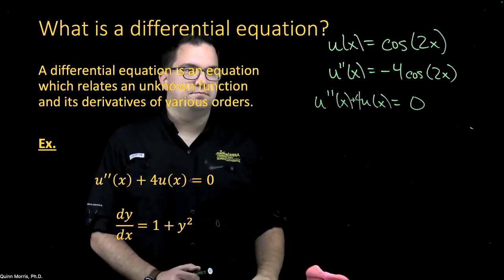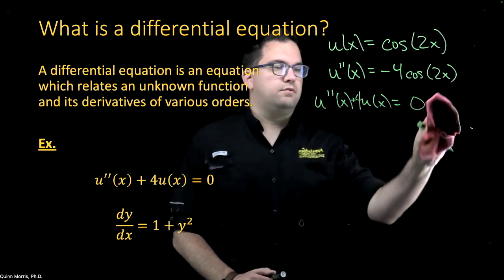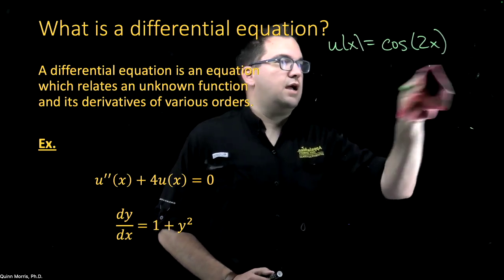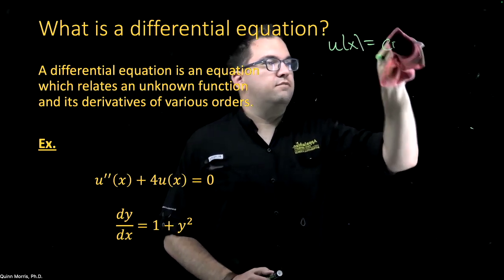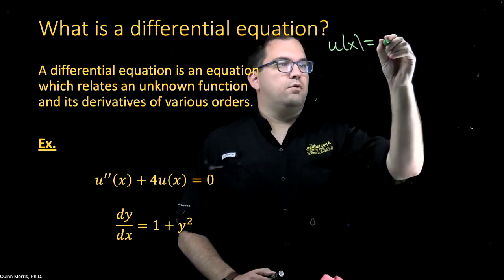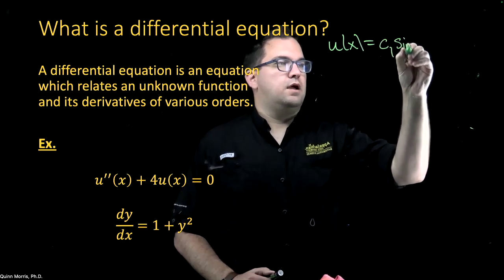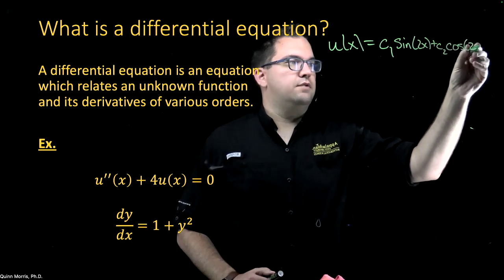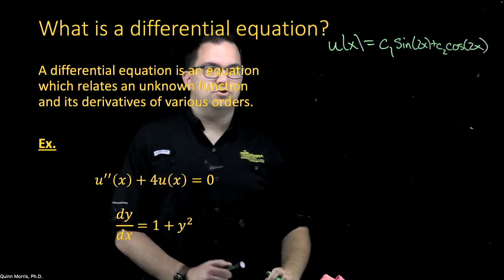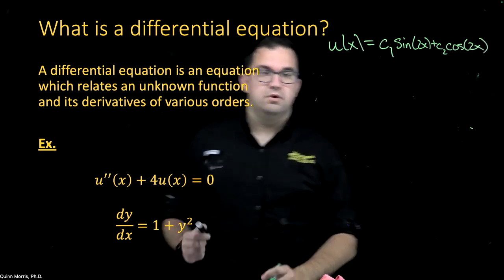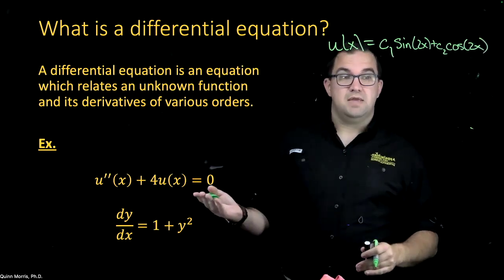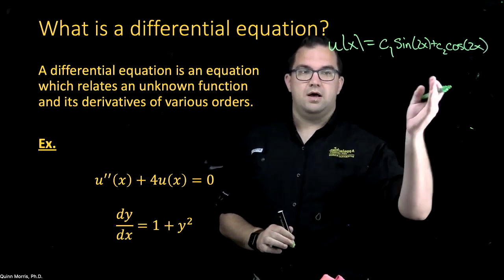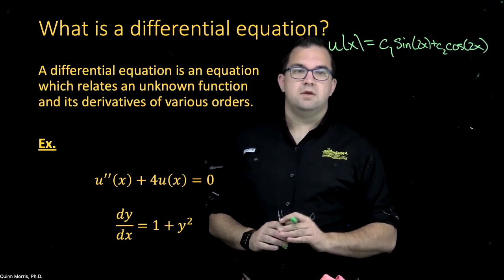In fact, it turns out that any combination of those sines and cosines will work. Anything of the form some constant times sine of 2x plus some other constant times cosine of 2x will also be a solution to your differential equation. So this first differential equation has many, many solutions. For any constants C1 and C2 that you pick here, these will be solutions.